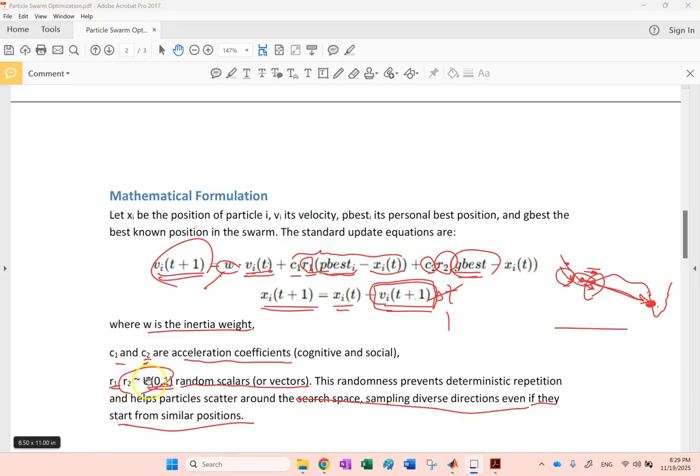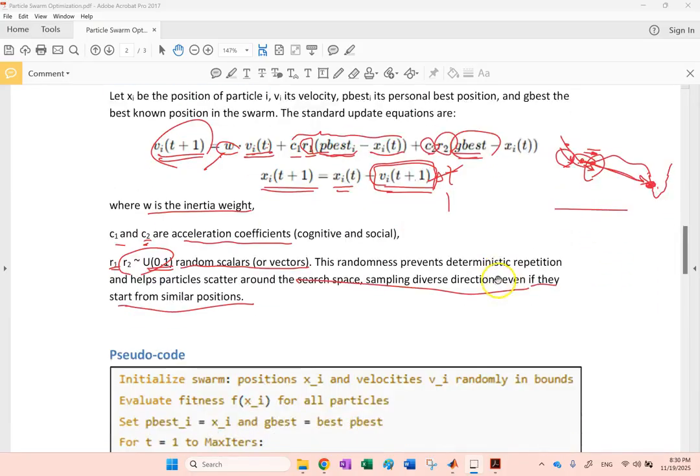R1 and R2 in each iteration are coming from a uniform distribution. So each time they are a different number, and that helps them scatter around, move around, and hopefully by all of this extra random motion, you can ultimately get to where you want to get.